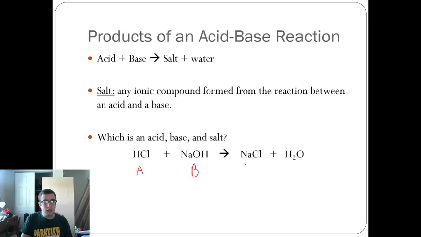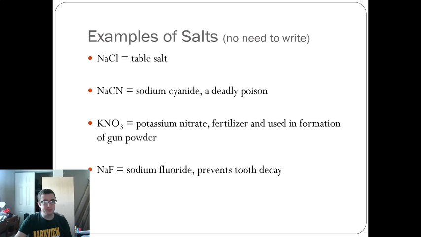Then when we go over to the other side, we have NaCl and H2O. H2O is obviously going to be the water. And then NaCl, because it's an ionic compound and it was formed from an acid and a base reacting, is going to be our salt. So for acid-base reactions, the acid and the base are going to be the reactants, and the salt and the water are going to be our products.